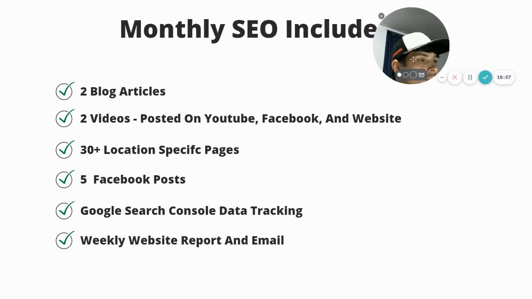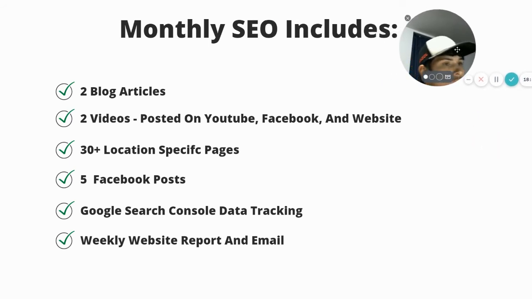So with monthly SEO, you're going to get 2 blog articles, 2 videos minimum, 30 location-specific pages. So it's 30 new pages every month added to your website. 5 Facebook posts, of course, Google Search Console data tracking, and then the weekly update. Now, all of this ties together. There's a strategic reason why we do blog posts, video, and Facebook posts. They all tie into one another.